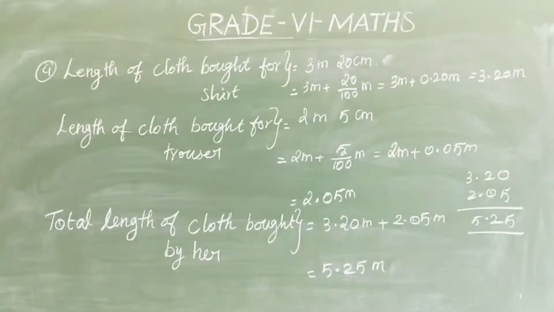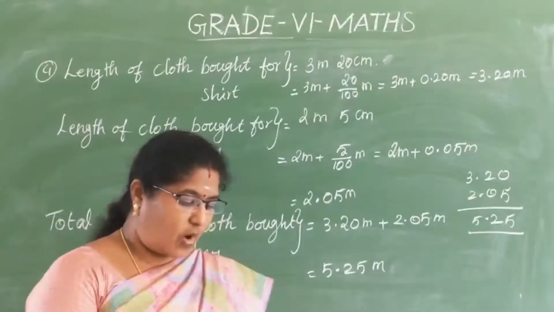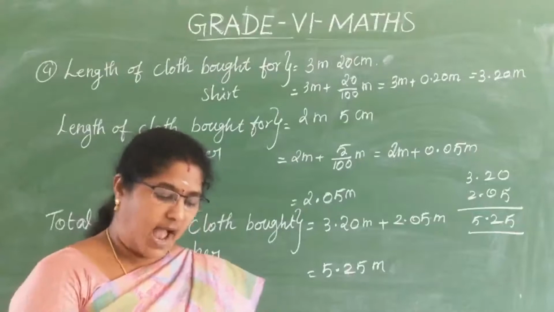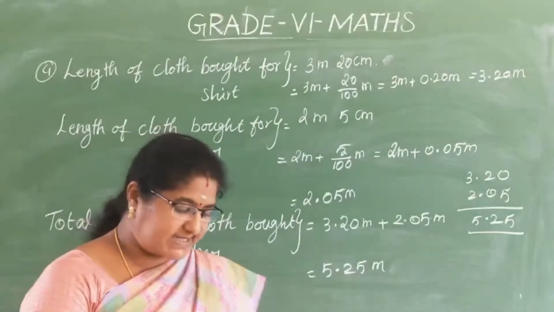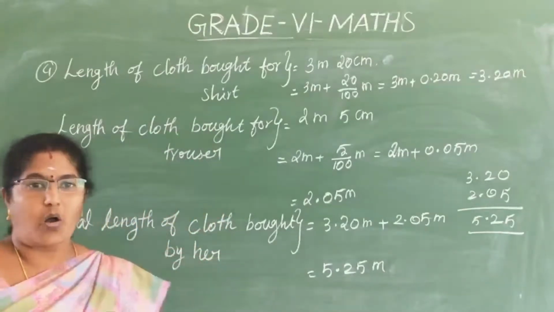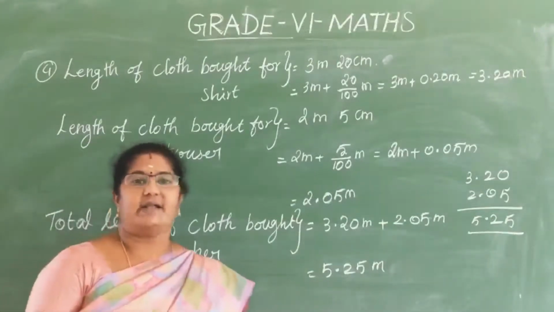Okay, same way, fifth problem. See here. Naresh walked 2 km 35 meter in the morning and 1 km 7 meter in the evening. How much distance did he walk in total? So same thing, total all we have to add. Here they given kilometer and meter.